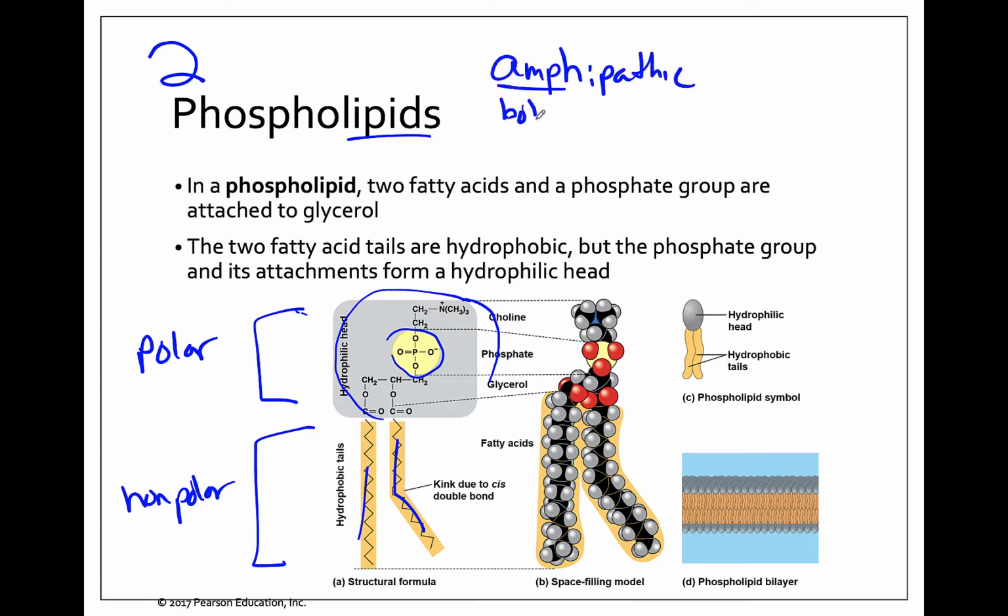Amphi means both. And so they have both a polar and a nonpolar region. But because this nonpolar region is so important and prominent, it still gets grouped as a phospholipid because they have this large hydrocarbon fatty acid tail.